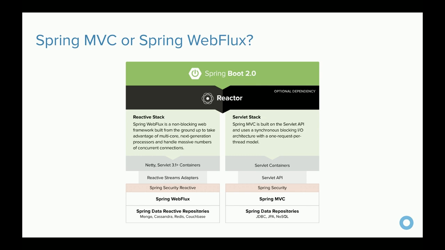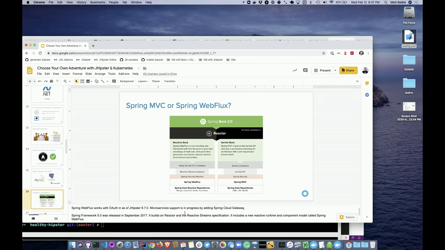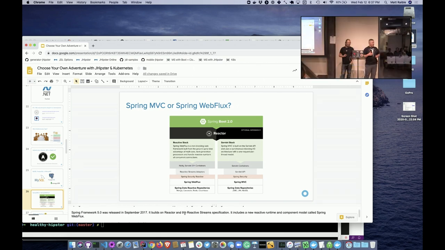So I do have some speaker notes here. Let me see if I can pull those up because it's fun to look at. So Spring WebFlux, I just made work with OAuth in the 6.7.0 version of JHipster, which was released last week. And based on some findings we had last night, now we got 6.7.1. So they did a release just an hour before this meeting, and so hopefully we won't hit any snags.